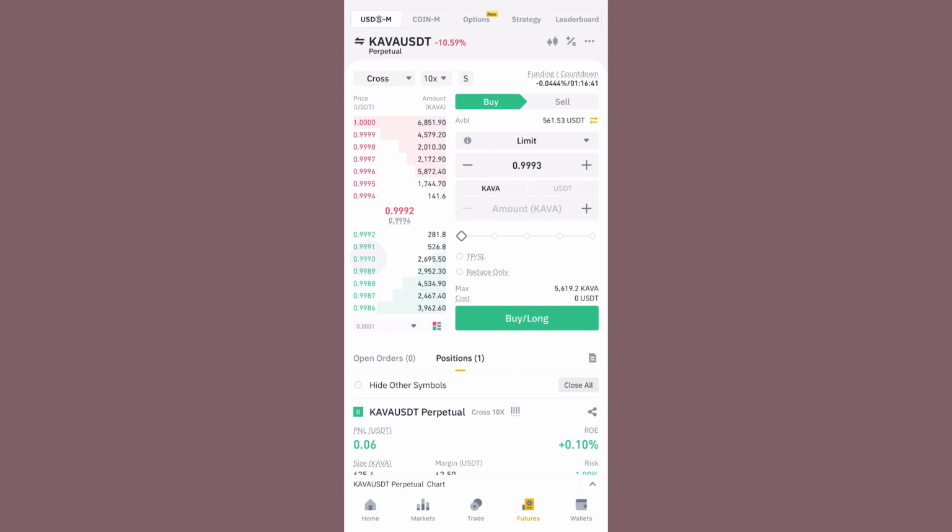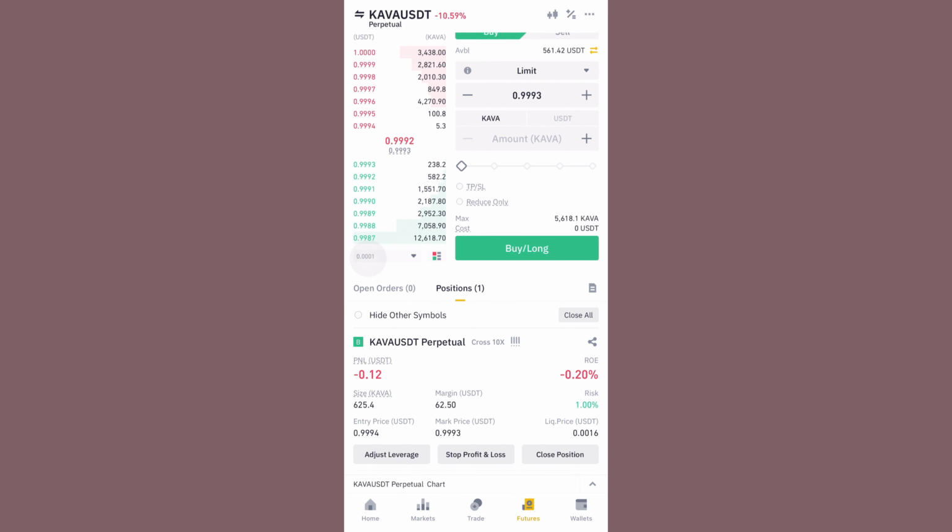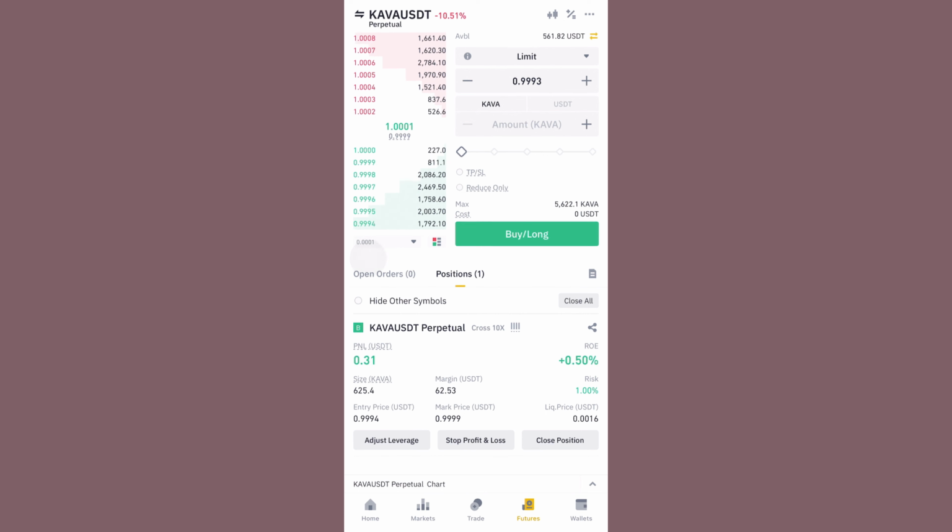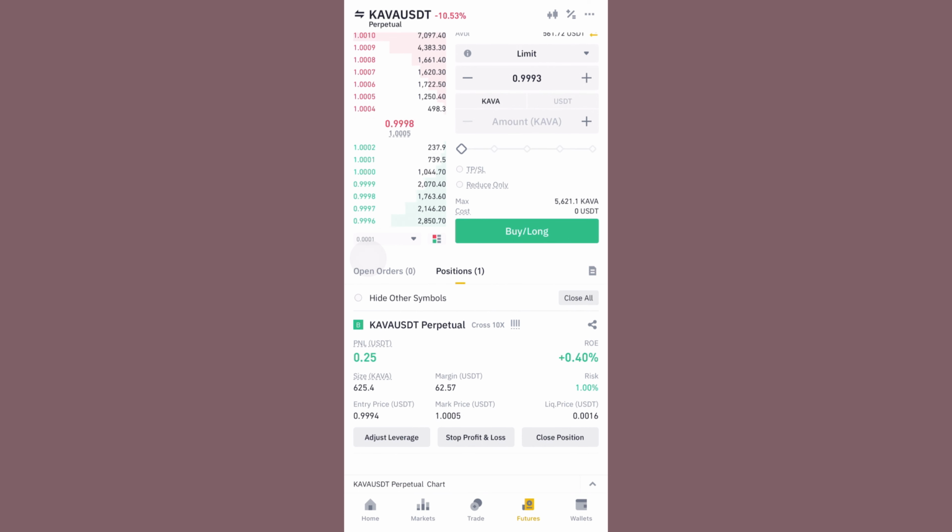When it begins to come below what I just entered, you would see that it will be showing negative. On this position screen, you would see that the PNL is showing 0.5, and then the ROE, which is the return on investment. PNL means profit and loss. See, my return on investment in percentage is showing 0.6 or 1.1 now, and the size of the cover that I bought is 625. The margin is the amount I used for this trade.